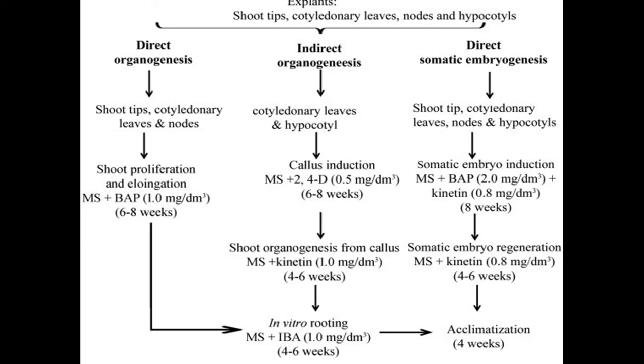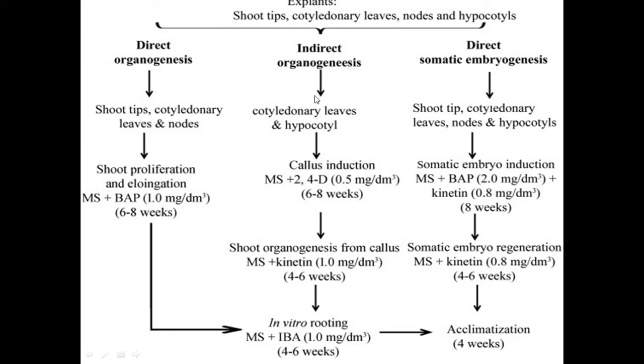BAP means the benzyl adenine media. That stage will take place at 6 to 8 weeks. Then in vitro rooting will take place, that is 4 to 6 weeks. We can add, instead of BAP, IBA, that is the indole 3 acetic acid, and then the hardening will be done in the 4th week.